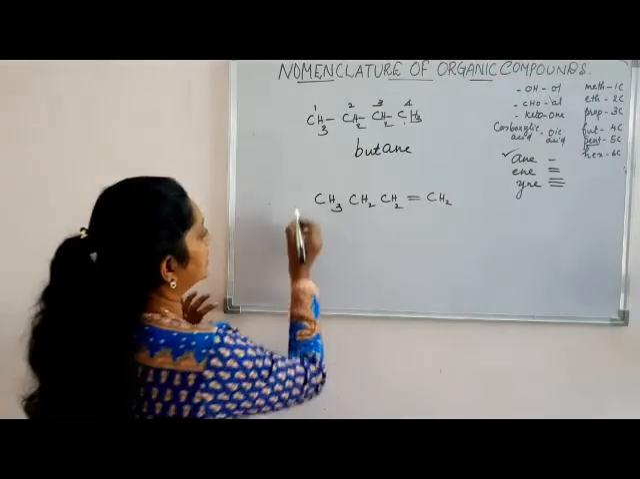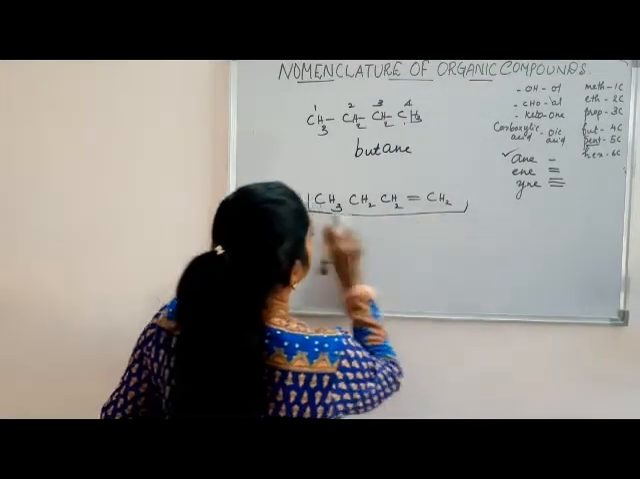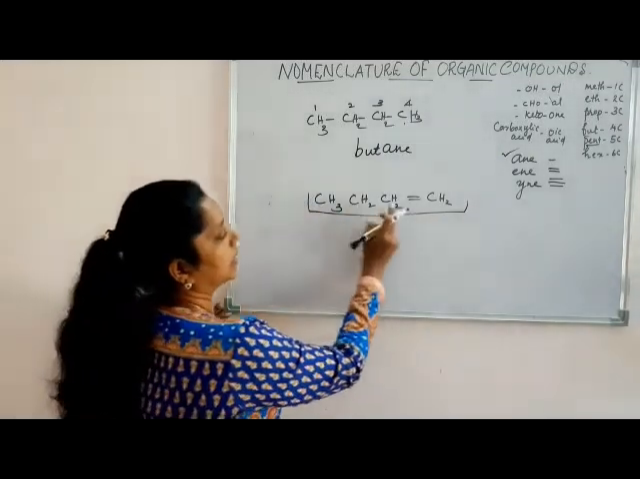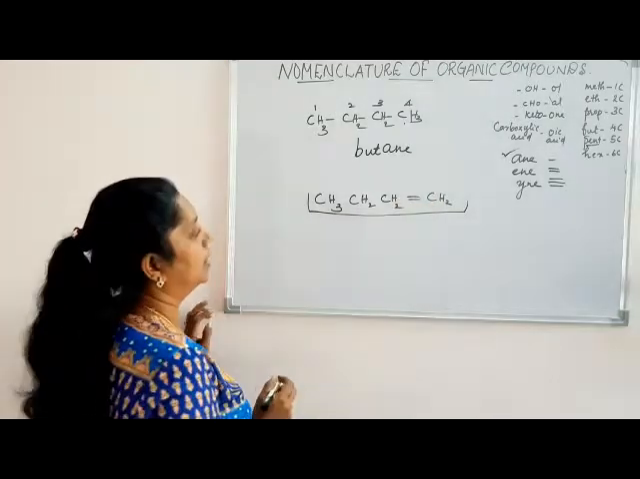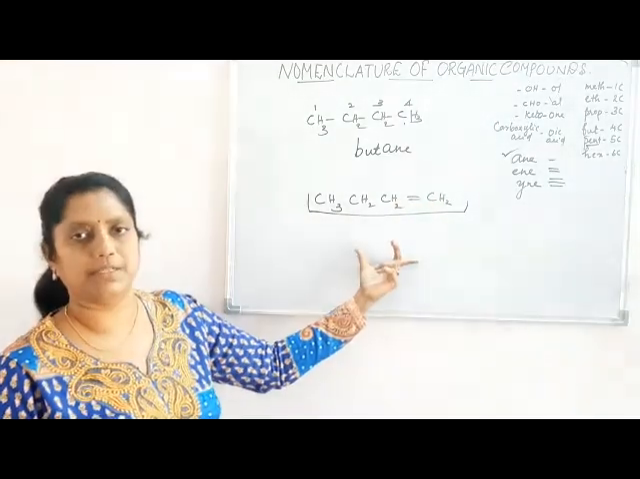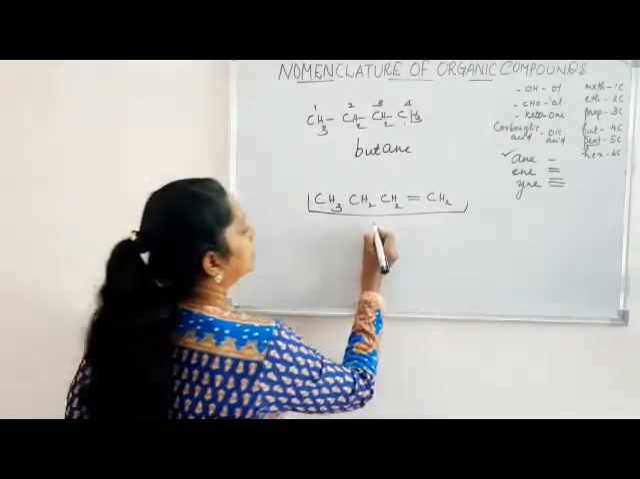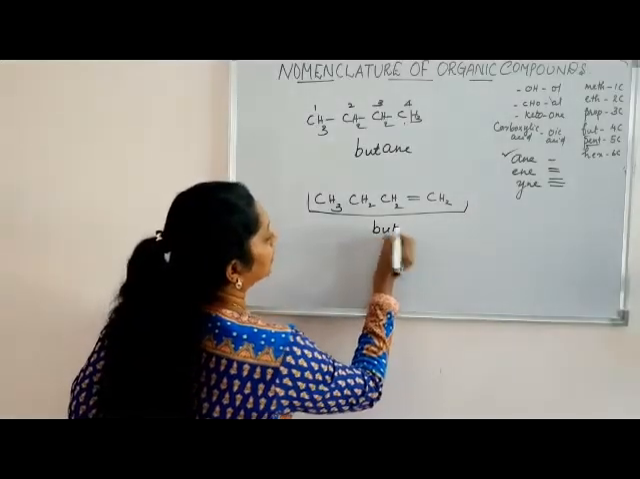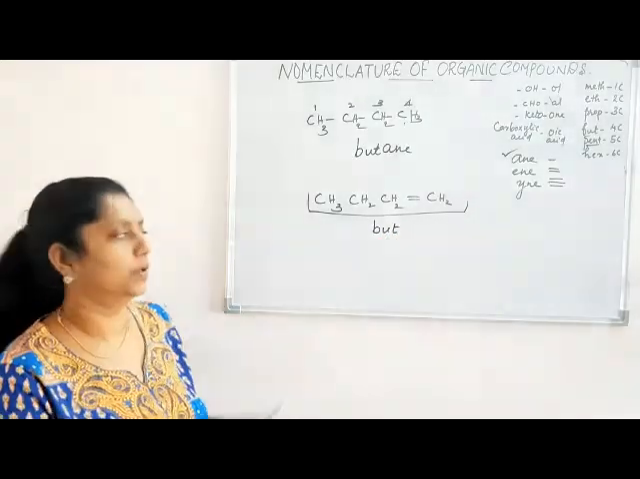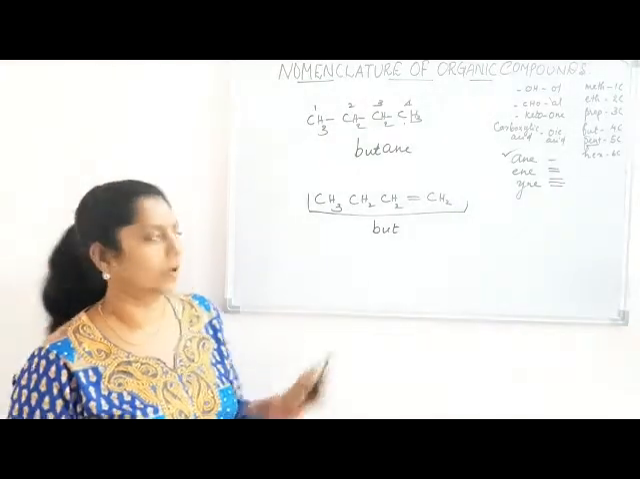Here, this is the longest chain present. How many carbon atoms? 1, 2, 3 and 4 carbon atoms. Okay, 4 carbon atoms are present in the molecule. The word root for 4 carbon atoms is but. Again, but is the word root for 4 carbon atoms.